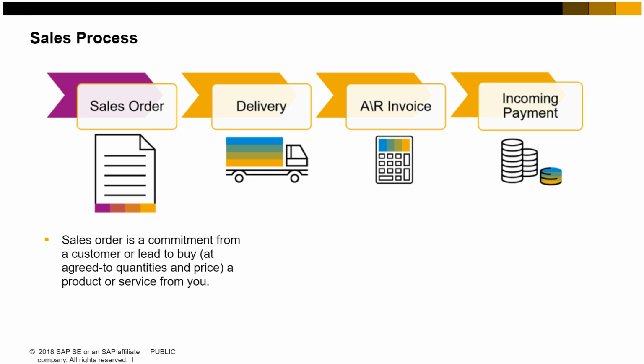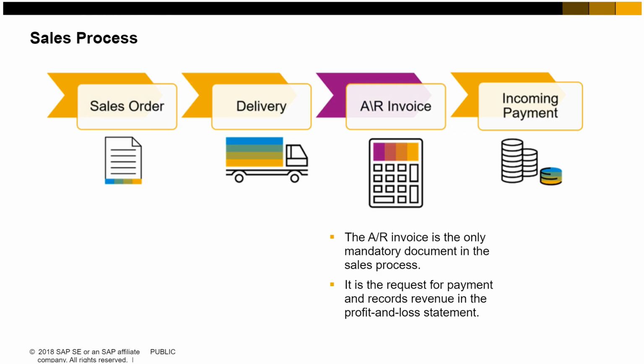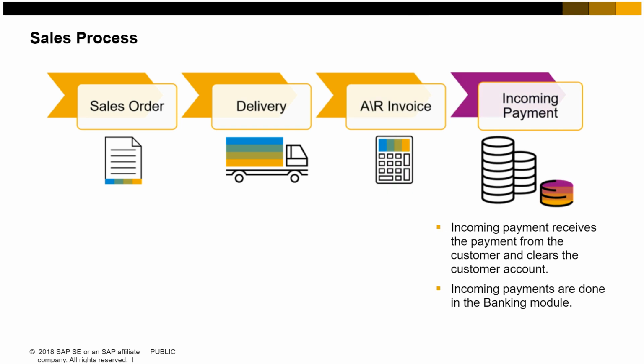The sales order is a commitment from a customer or lead to buy, at agreed to quantities and price, a product or service from you. The delivery indicates that the shipment of goods has occurred. The AR invoice is the only document that must be created in the sales process. It is the request for payment and records the revenue in the profit and loss statement. The incoming payment receives the payment from the customer and clears the customer account.